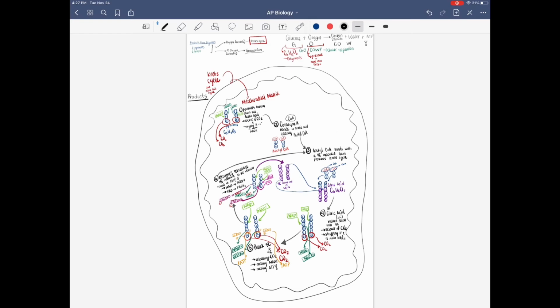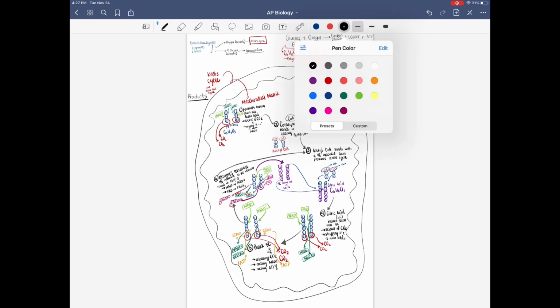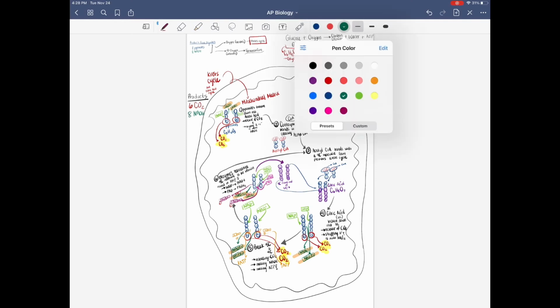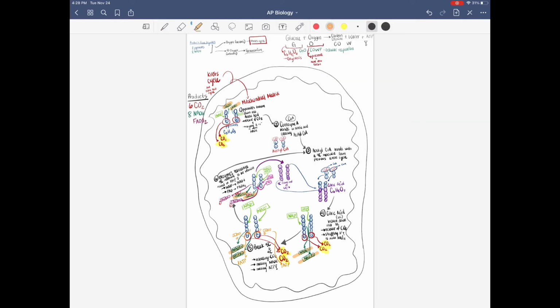Carbon dioxide, CO2, we built it in step 1. You see the 2 molecules there. We built some in step 4, some in step 5. Altogether there's 6 of them. NADH, we built some in step 1, step 4, 5, and 6. As you can see, we have 8.